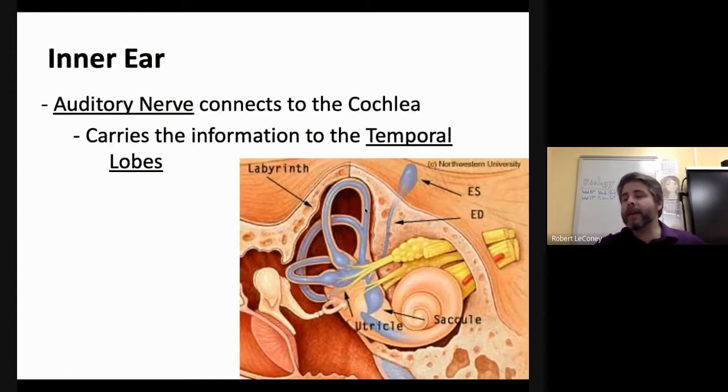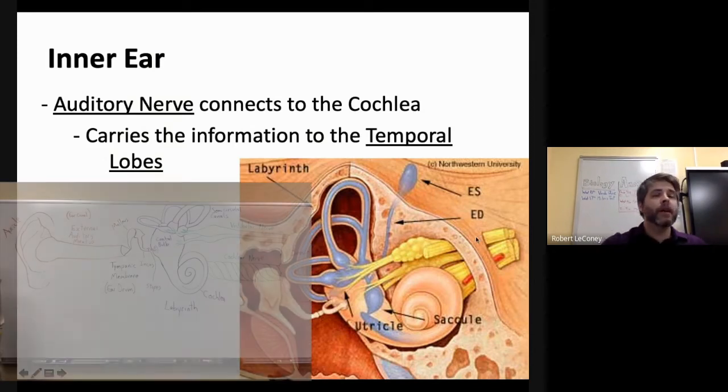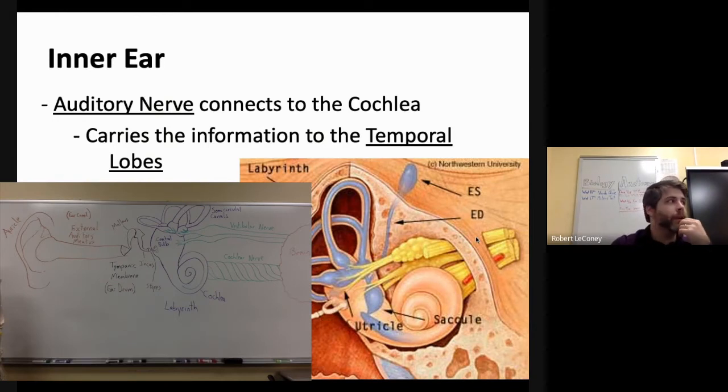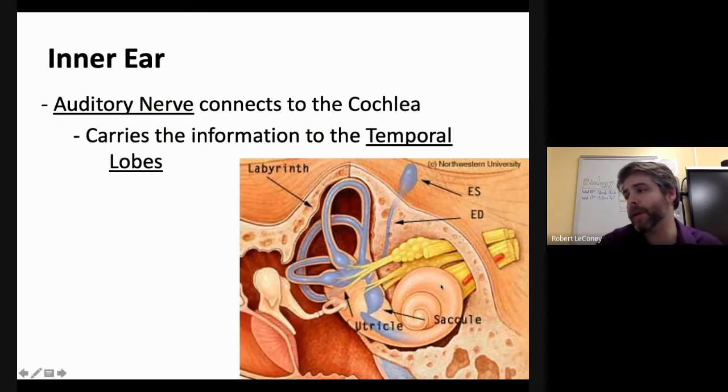And then once all that information is set in the cochlea, you have what's called an auditory nerve. In the picture I gave you on Google Classroom, I have it listed as the cochlear nerve. Same thing. The nerve in the cochlea. Cochlear nerve is a type of auditory nerve. It connects to the cochlea and carries the information to the temporal lobe. That's right, guys, temporal lobe.